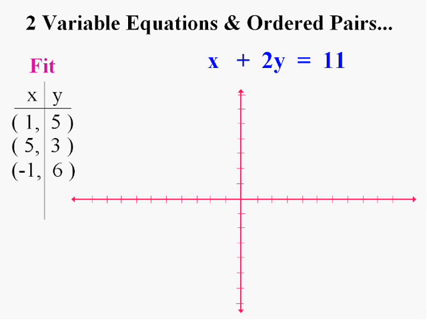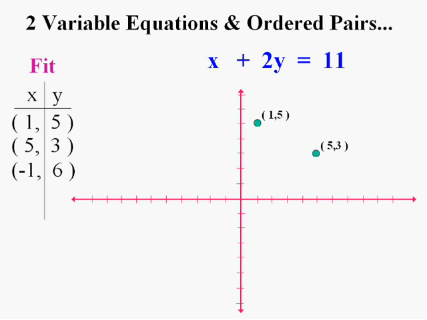Who cares? Well, let's go back to our equation and look at some of the points that fit into it. Here's some that we found. 1, 5 fits. 1 plus 2 times 5 equals 11. So it fits. Let's plot 1, 5. We go over 1 and up 5. 5, 3 fits. Think 5 for x and 3 for y. 5 plus 2 times 3, that fits as well. Let's plot it. Go over 5 and up 3.